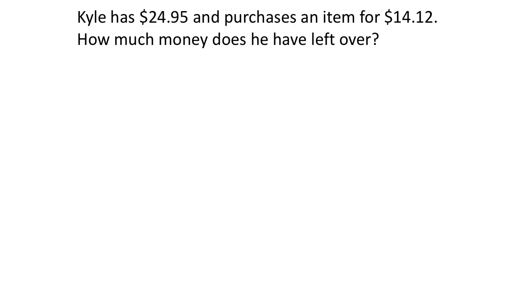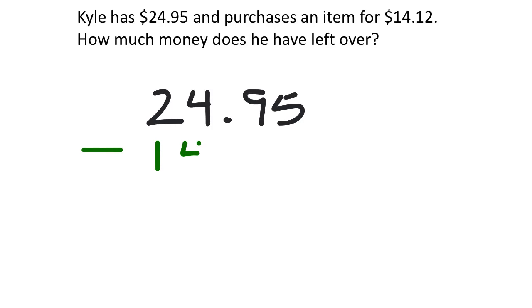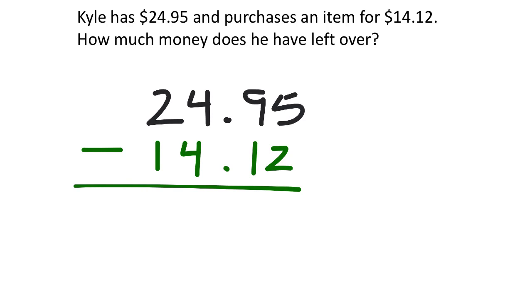All right, here we go. So Kyle has $24.95. That's what he's starting with. But then he's going to purchase an item for $14.12, which means that from the $24.95, he's going to remove $14.12. So yeah, this is a subtraction problem. And 5 minus 2, that'd be 3. 9 minus 1 is 8. 4 minus 4 is 0. 2 minus 1 is 1. So it looks like Kyle will have $10.83.